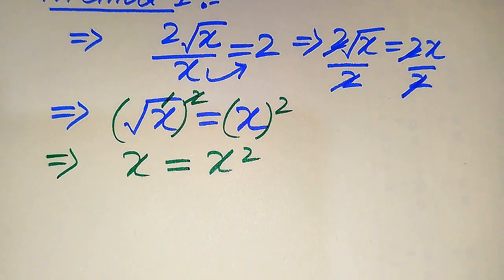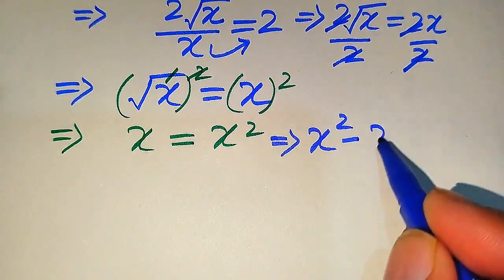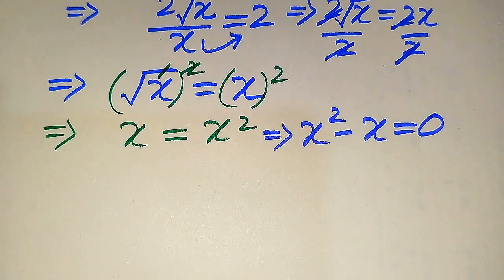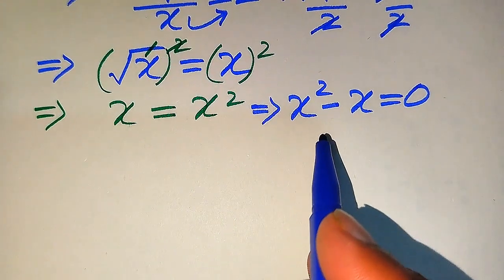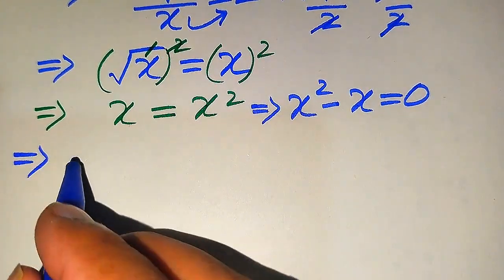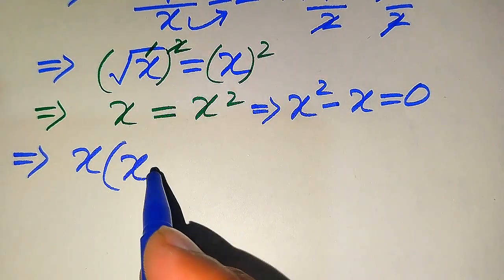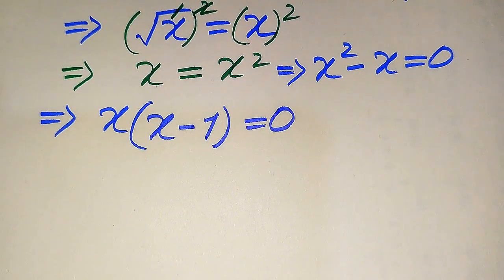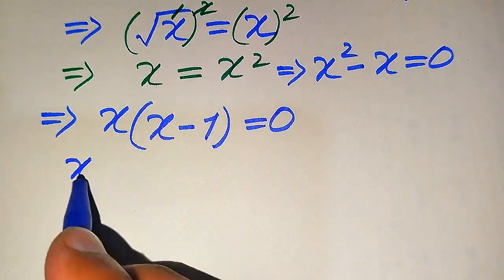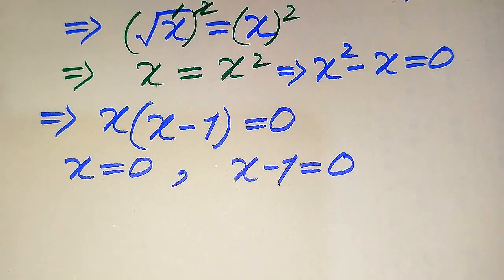And in the next step we move this x to the right hand side, and it will be written as x square minus x is equal to 0. And further in the next step, you see here both of these terms involve x, so we will take common x from here. When we take common x from here, the remaining value is x minus 1 is equal to 0. And now we divide this equation into two cases. The first case is we write x is equal to 0, and the second case is we write x minus 1 is equal to 0.